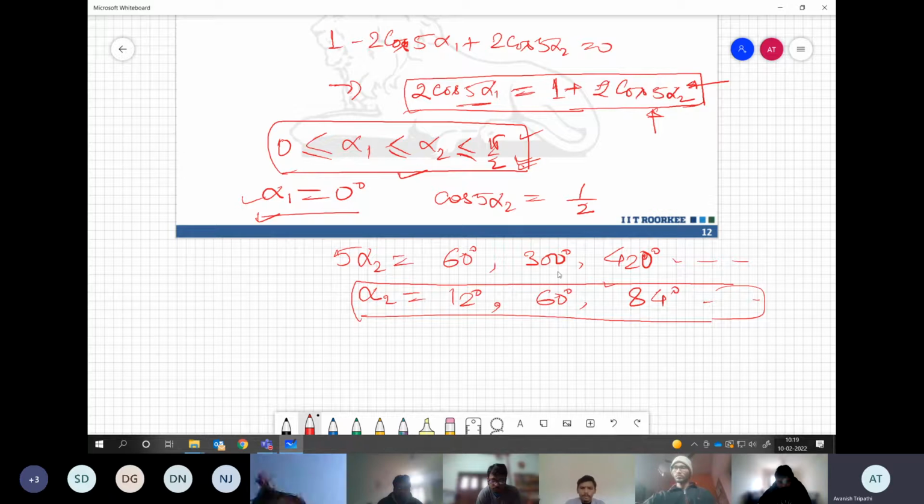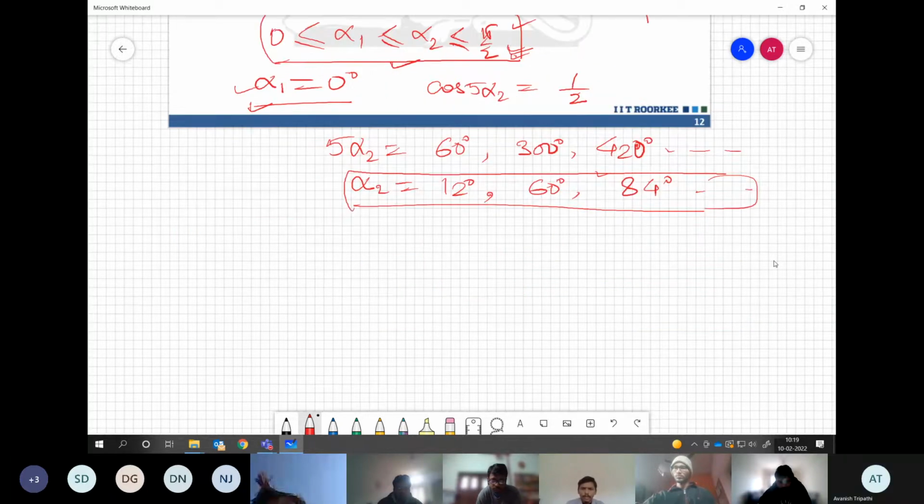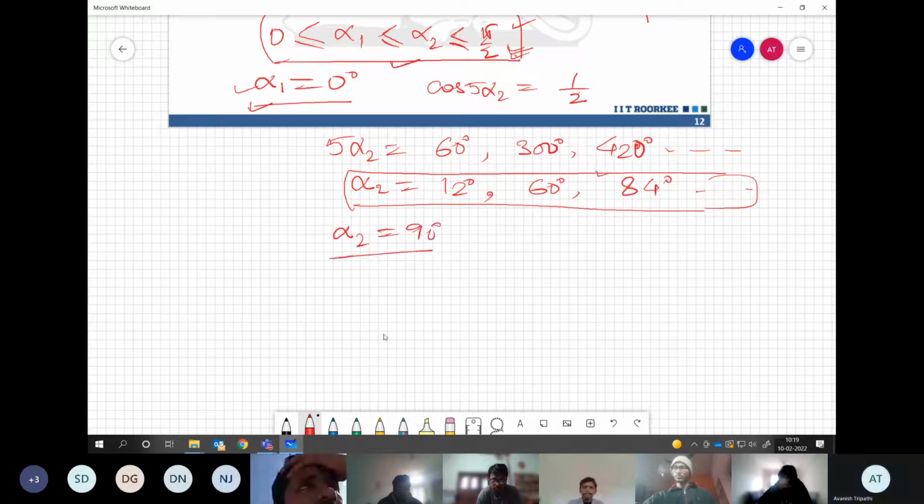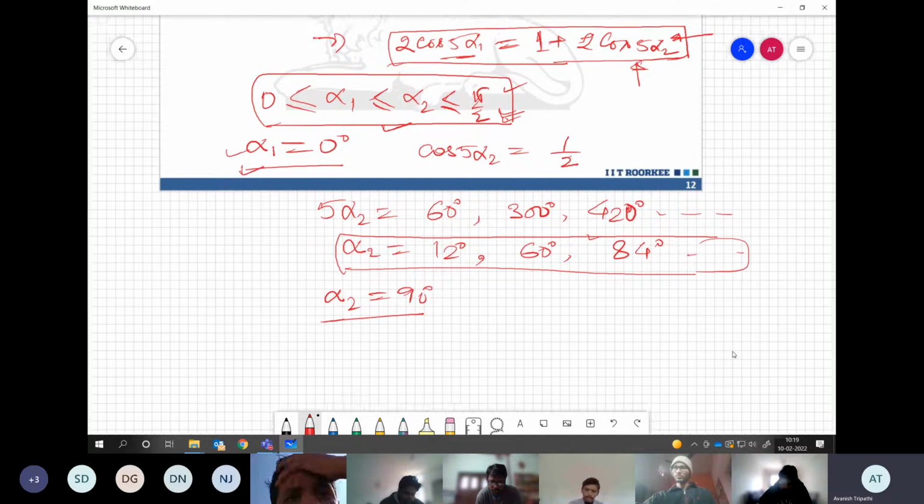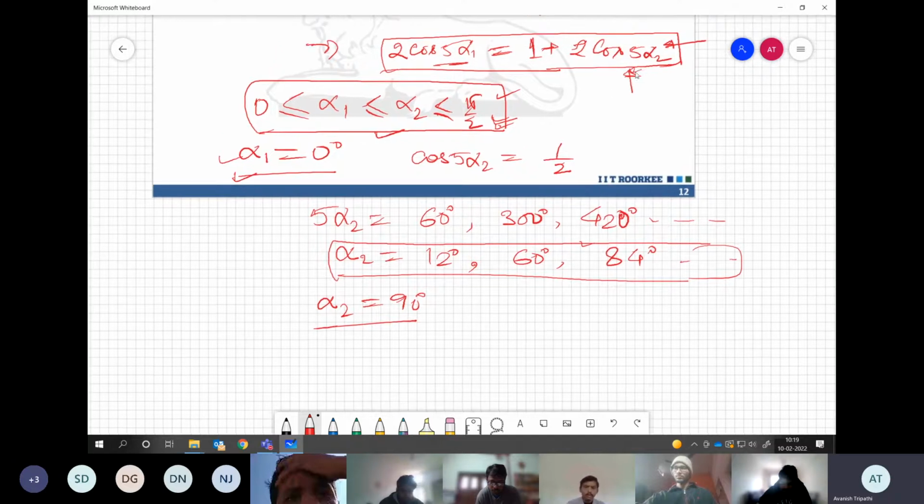Similarly, if you take alpha 2 equal to 90 degree, what solutions will you find for alpha 1? Plug in the value in this expression. So you will have again cos 5 alpha 1 equal to 1 by 2. Understanding my point? Now the options for 5 alpha 1 could be what?